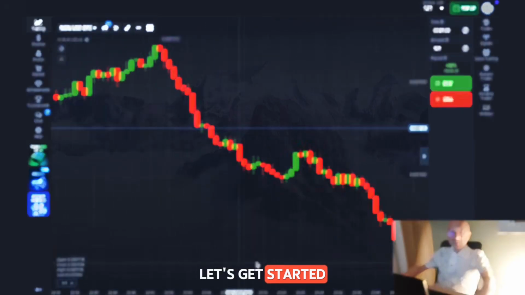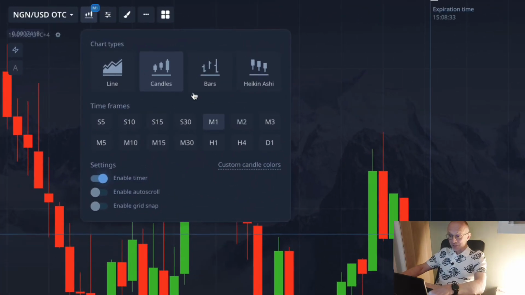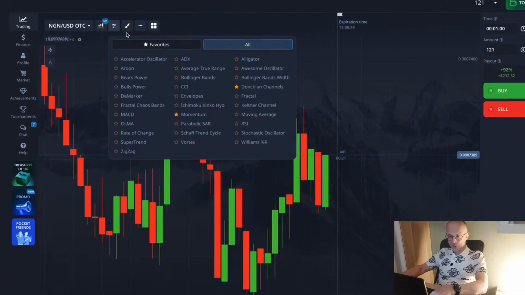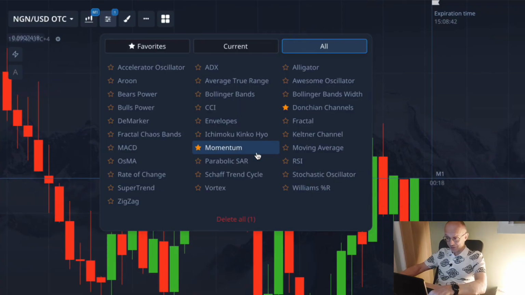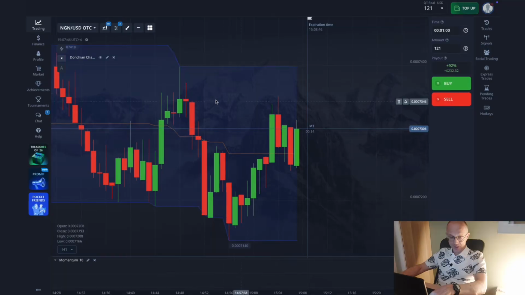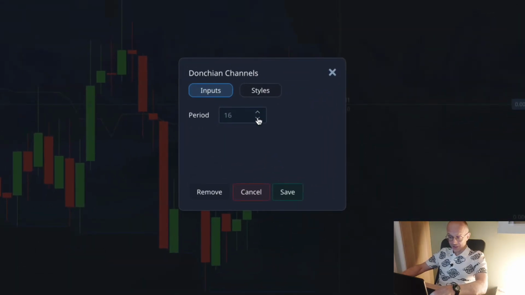Let's get started. First, let's prepare the tools for work. I'm setting classic candles and the time frame is 1 minute. Let's go to the Indicators tab and select the momentum and the Donchian channels. First, let's configure the Donchian channels. Let's set the period to 10.